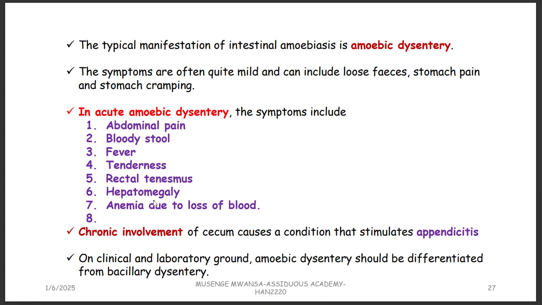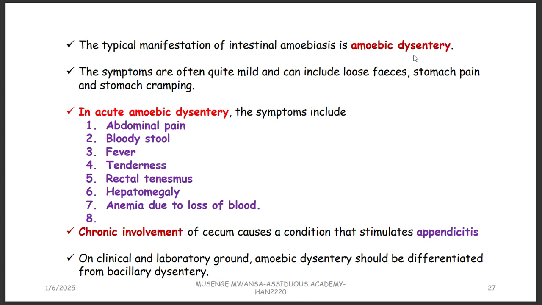Please take note, because in multiple choice questions they may bring questions where you're supposed to put true or false on each option. They can also put the following are true in regards to the symptoms of amoebic dysentery. They put splenomegaly. You can see there's no splenomegaly here. There's only hepatomegaly. And then chronic involvement of the cecum: if the cecum is involved for a long period of time, the infection has been persisting for a long period of time, that can now cause appendicitis, the inflammation of the appendix.